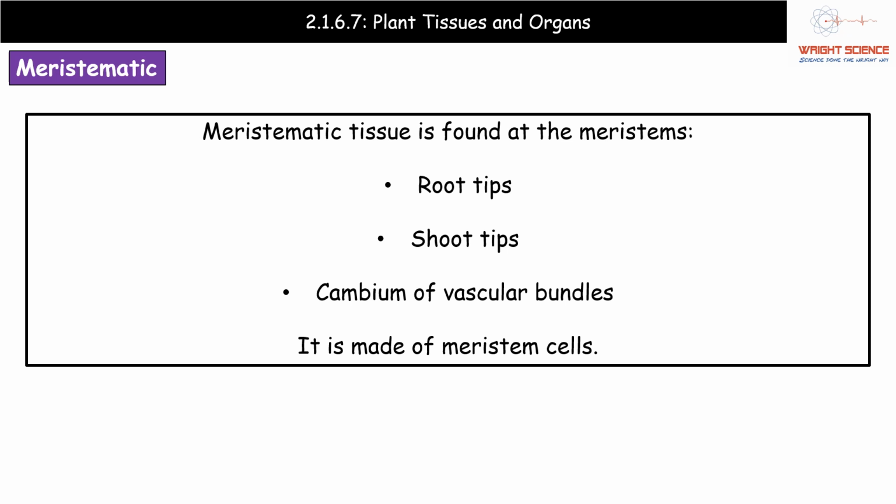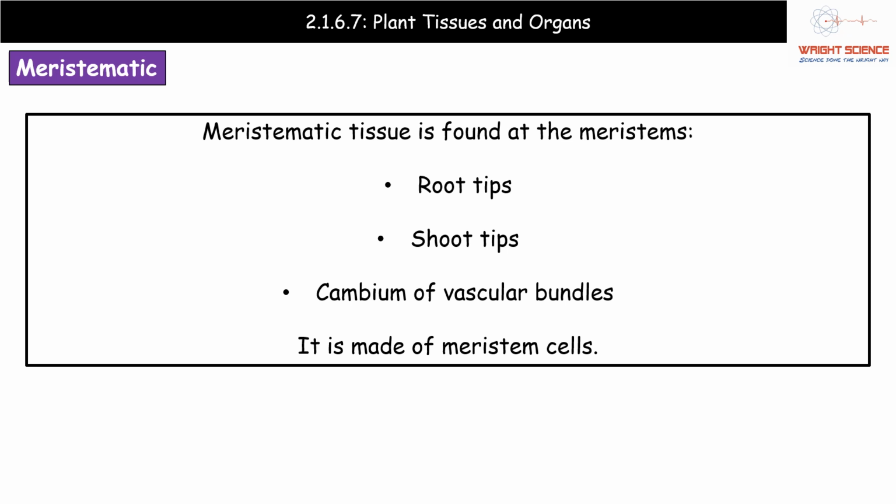Our third type of plant tissue we need to know about is the meristematic tissue. And this is found in key regions of the plant, the meristems, and basically this is associated with regions where some kind of growth is occurring. So you're definitely going to find it in the root tips and the shoot tips, which is what you were taught back in GCSE, but we also find it in the vascular bundles in a region called the cambium.